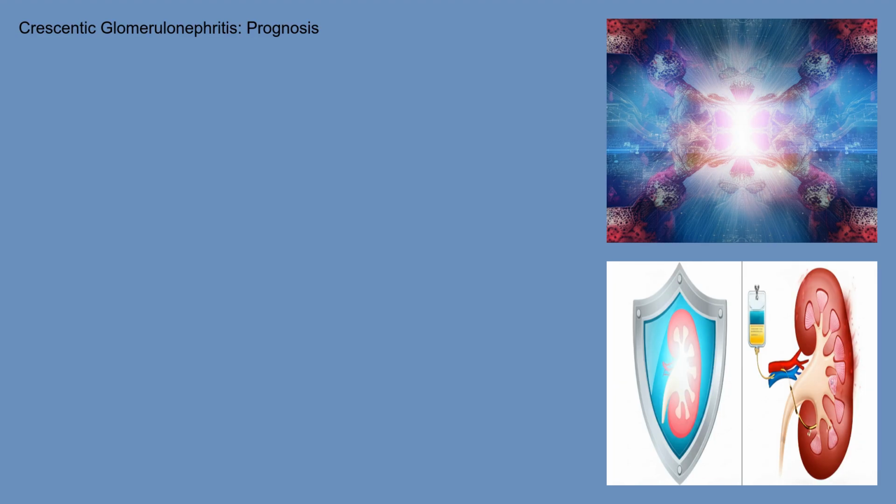The prognosis of crescentic glomerulonephritis varies depending on the underlying cause, severity of disease, and response to treatment. Early diagnosis and prompt treatment are crucial for improving outcomes. With aggressive immunosuppressive therapy, some patients can achieve remission and preserve kidney function. However, many patients still progress to end-stage renal disease and require dialysis or kidney transplantation.